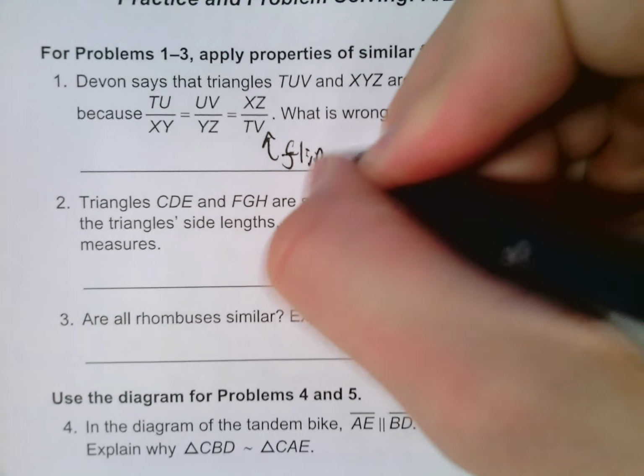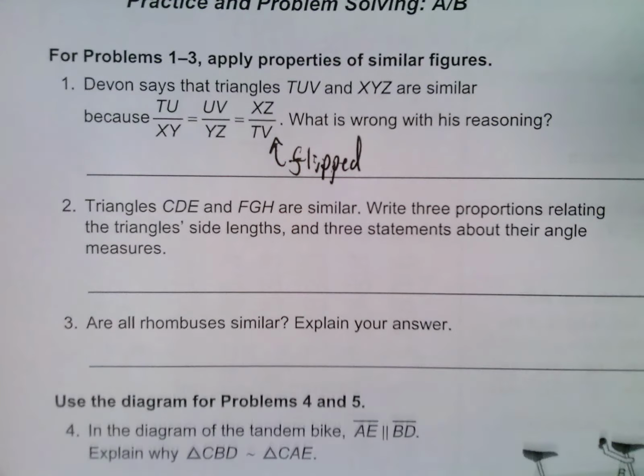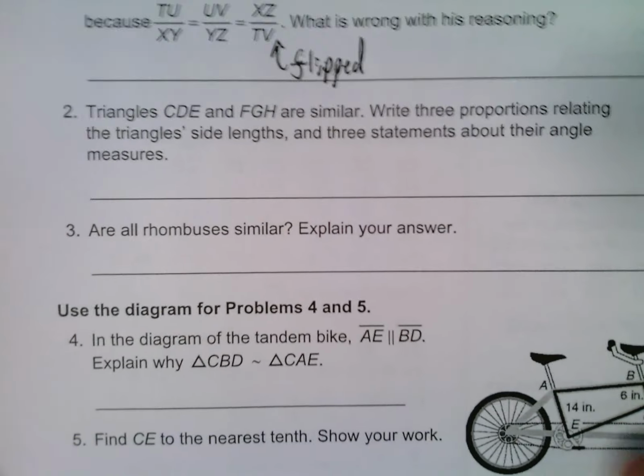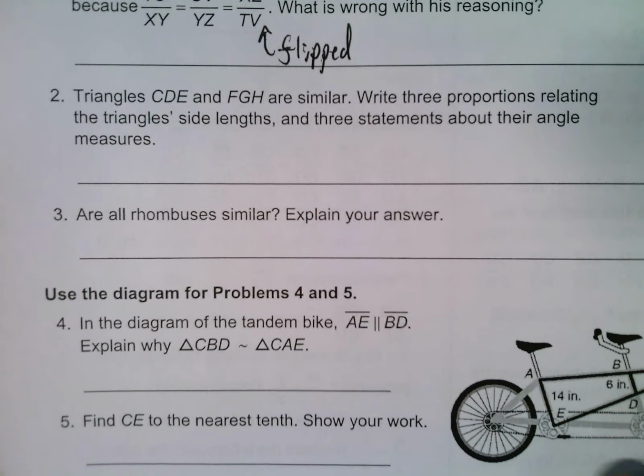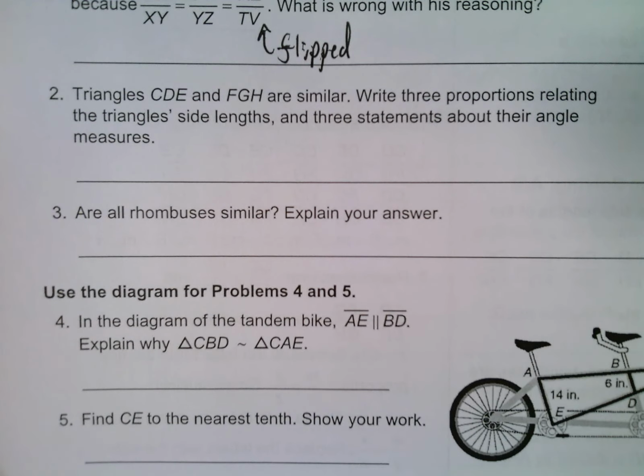Cool. Number 2. These two triangles are similar. Write three proportions relating the triangle's side lengths and three statements about their angle measures. I'm going to call on 6 different people here. You have to be able to give me one that's not up there. I'll give you a second to think. You can give me an angle or a side length ratio.